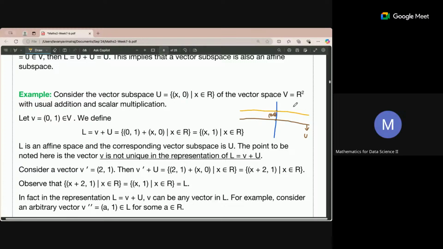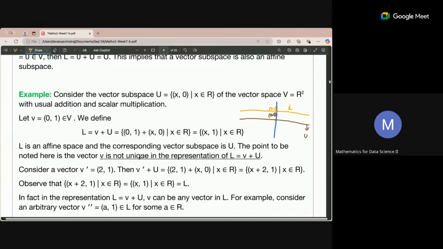Affine. So this is your L, right? This point is (0, 1). Now you see that here all the points are of the form (x, 1). So this is your L. Now you see U is a subspace and L is an affine space. Is that clear?